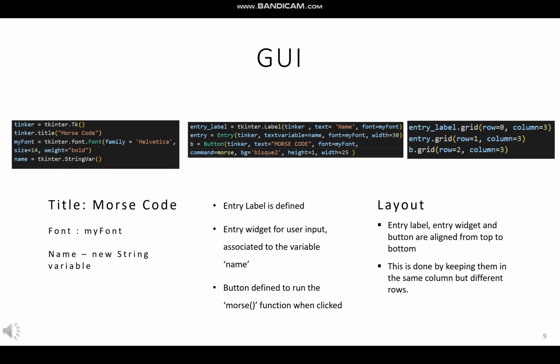For the GUI, we first create an instance of tkinter. I've named it Morse code and I'm using a font, and I've also declared a variable of string type called name. Then an entry label is defined for the entry widget, which is used to take in the user input and is associated with the variable name. The new button is defined to run the Morse function when clicked. The layout is as follows: entry label, entry widget, and button are aligned from top to bottom. This is done by keeping them in the same column but different rows.